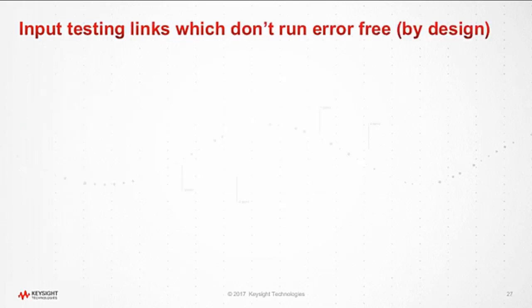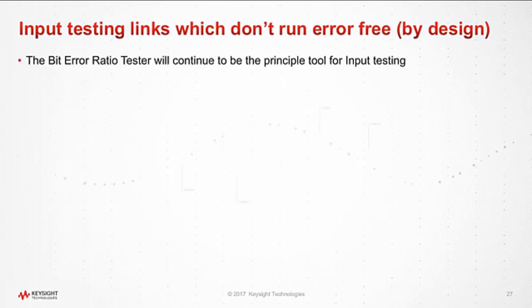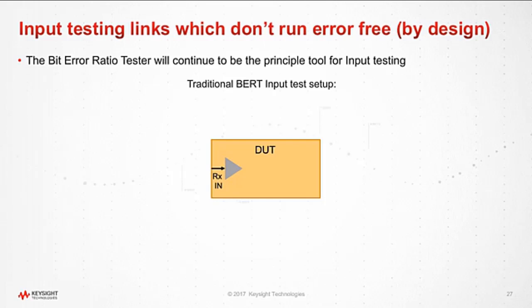So now let's jump into talking about when the links don't run error-free by design and what the implications of that are when we're doing input testing. So the bit error ratio tester continues to be the principal tool. And I'm going to spend just a couple of minutes walking through how that setup works. Many of you are familiar with it, but it's really important we understand this to see the context of what this issue is. Okay, so we're testing a device under test, and we're looking at a receiver or input, and we want to determine its ability to correctly interpret data that has known impairments in it.